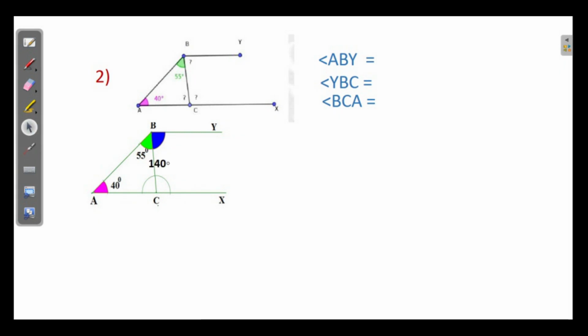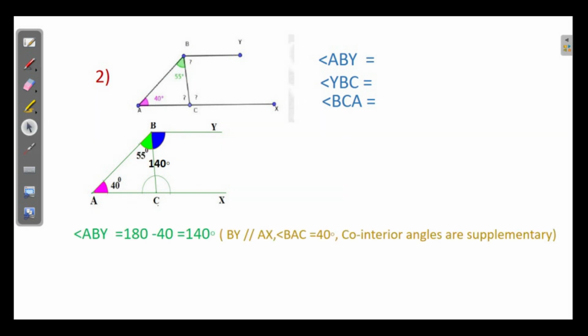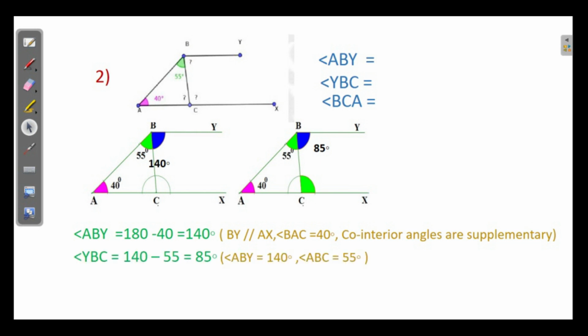And now the next question is angle YBC. YBC, this total angle is 140 and this much is 55. So YBC is equal to 85. 140 minus 55 is equal to 85. Reason, angle ABY is equal to 140 degree. ABC is equal to 55 degree. So it is 85 degree.